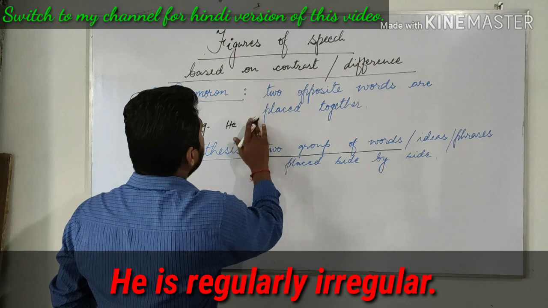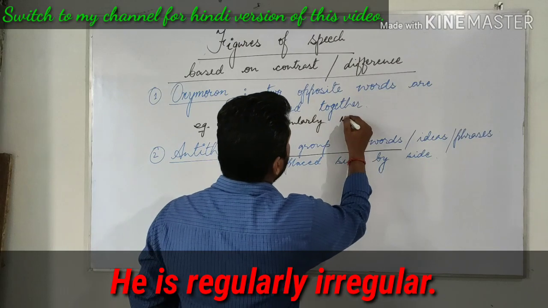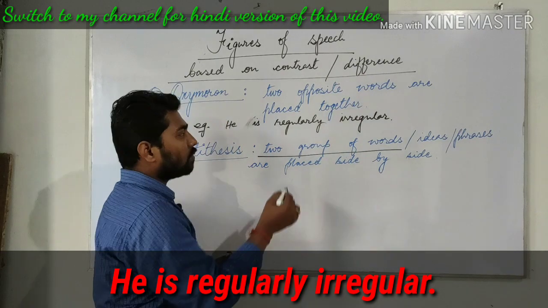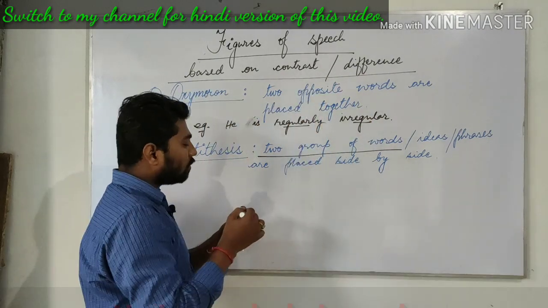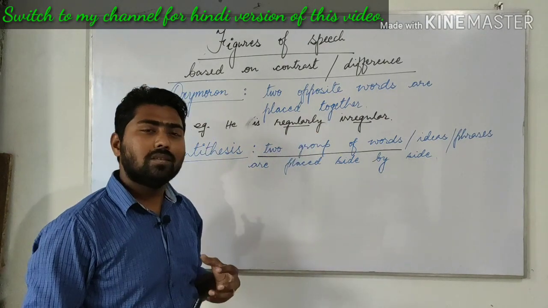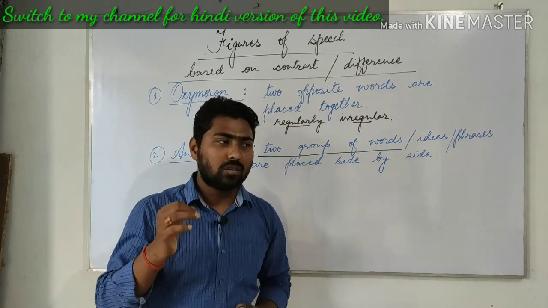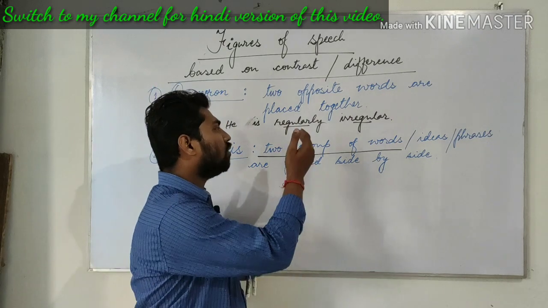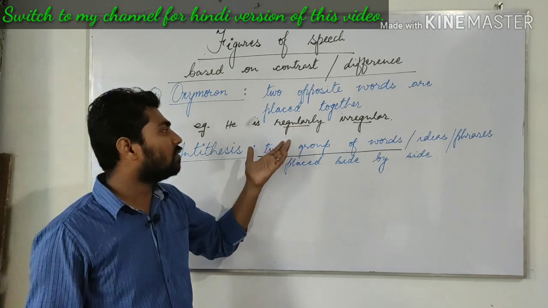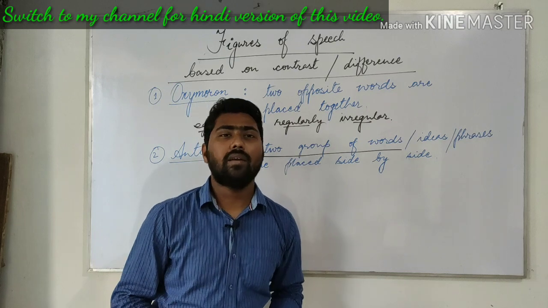He is regularly irregular. Have a look at this sentence. You will get regular and irregular, two opposite words, and this is a way of speaking. We can use such sentences. It may strike one that it cannot be correct. One who is irregular, how can he be regular? Or where is regularity in irregularity? But if we think a bit deeply, we will get the matter correct.